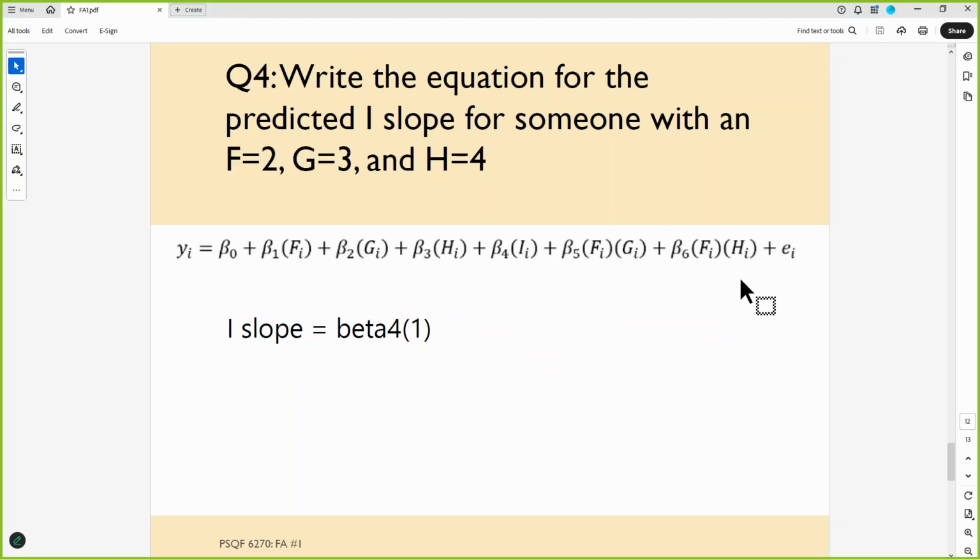And finally, this is a tricky one. Because now, what would be the I slope when we have F equals 2, G equals 3, and H equals 4? The I slope would be just the slope. Why? Because I wasn't included in any of the interactions. So whatever that fixed effect is, whatever the slope is, it is what it is. It won't be affected by any modification on the other variables because it wasn't part of any interaction. Yes, it is marginal, not a simple or conditional effect.